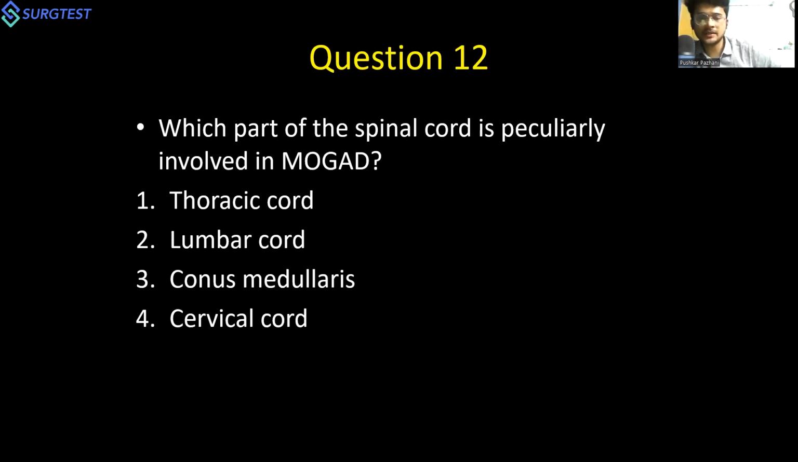Usually it has a predilection to involve the cervicothoracic cord in multiple sclerosis and NMOSD. But in MOG, it's not that it shouldn't involve the cervical cord, but it has a very peculiar preference for one part of the spinal cord. It's good. Most of you have given the right answer.